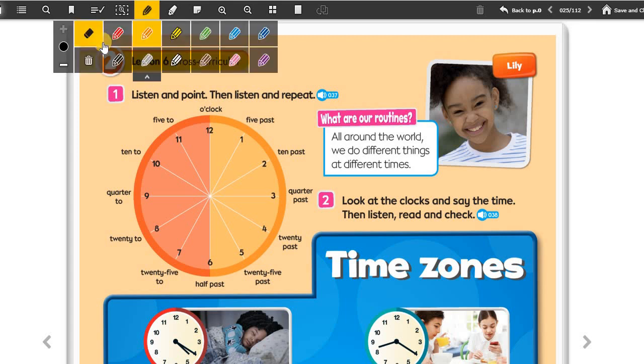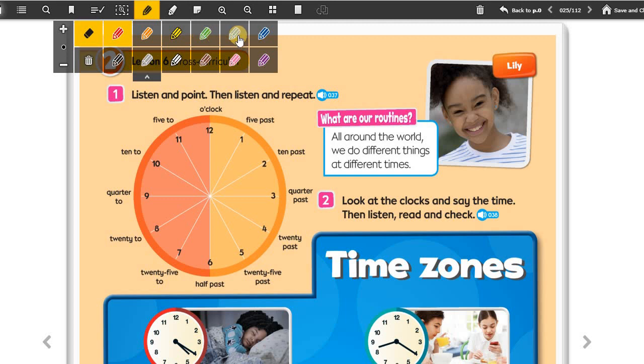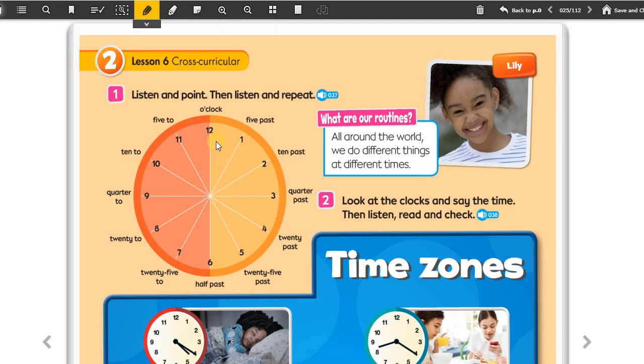See, in our pizza, each piece of pizza is 5 minutes, right? Perfect. So we count the minutes in 5s. So it's 5 past, 10 past, quarter past, 20 past, 25 past, and half past.